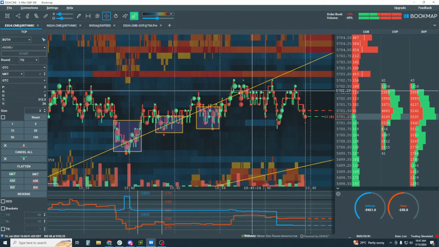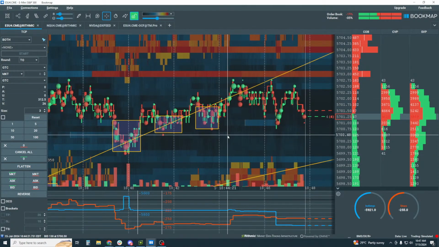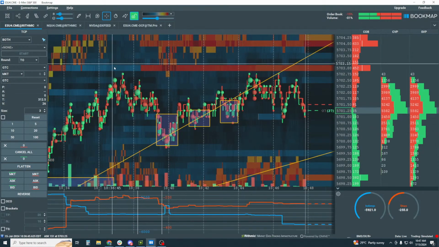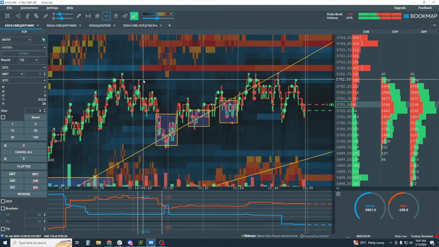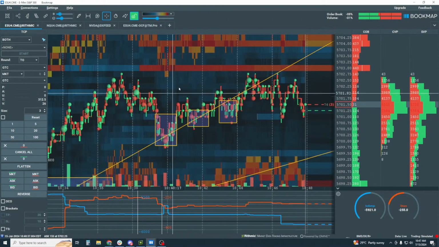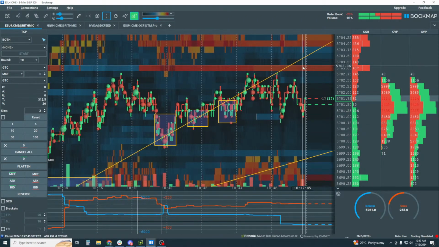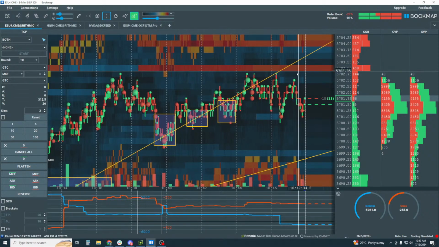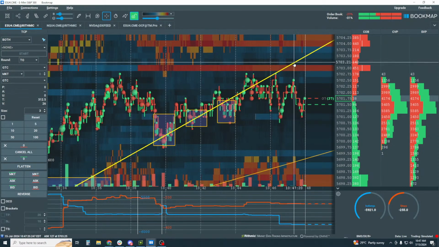I don't want to see a division of time here. I want to understand the context of the transactions within the market structure and the auction. Where are they bidding? Where are they offering?